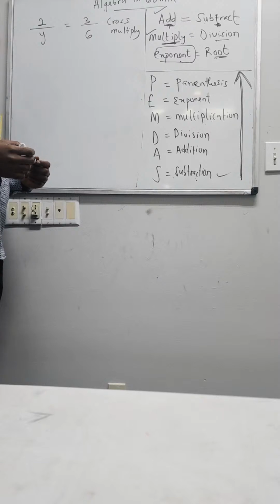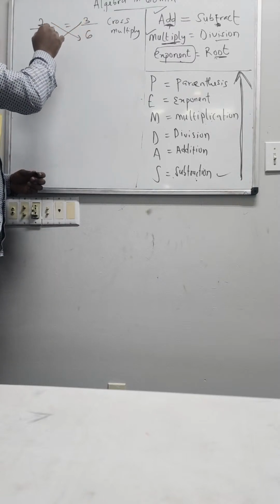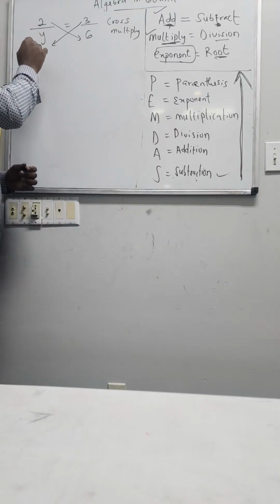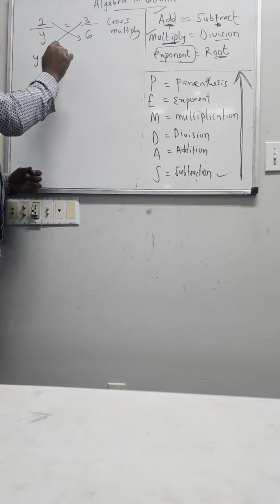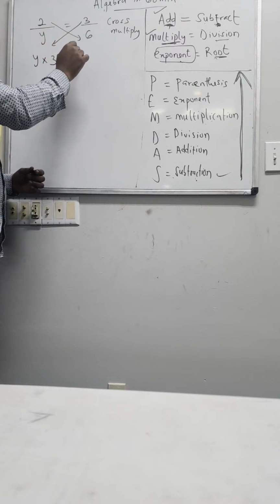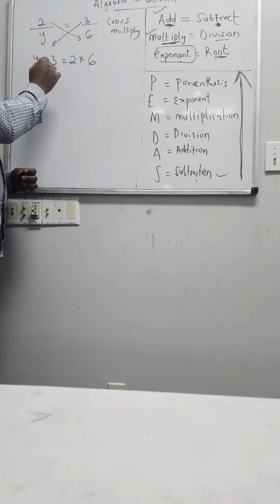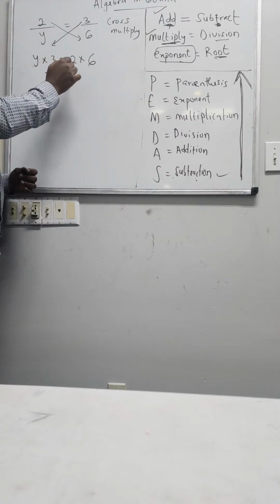And how is cross multiplication done? You have cross multiplication in this form. And let's cross multiply. Here we have y multiplied by 3 equal 2 multiplied by 6. Y multiplied by 3 is 3y. 2 multiplied by 6 is 12.